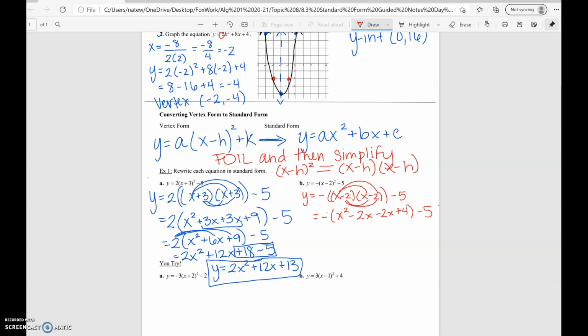Now distribute that negative. We're just going to be flipping the sign of everything. So minus x squared plus, you can combine these two. Sorry, forgot to do that. So that would be negative 4x, and that's going to become positive 4x now. And then we have minus 4, because we're distributing that negative, and then a minus 5 on the outside. Combine these ones, so our final answer is y equals negative x squared plus 4x minus 9.